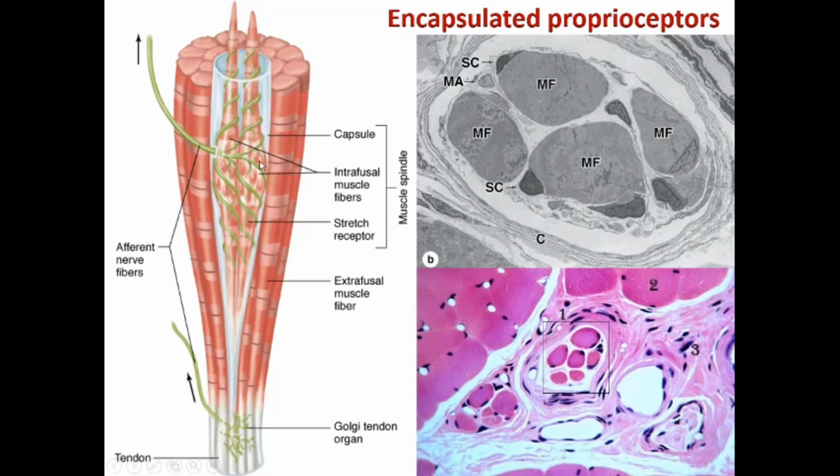In the skeletal muscle, in addition to motor neurons, we have some sensory neurons, and we have some sensory organelles within the muscle. These organelles are called encapsulated proprioceptors. We have two types of these receptors in the skeletal muscle. One of them is within the muscle, and another within its tendon. Within the muscle it is called the muscle spindle, and in the tendon it is called the Golgi tendon organ.